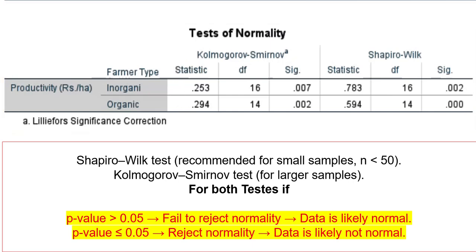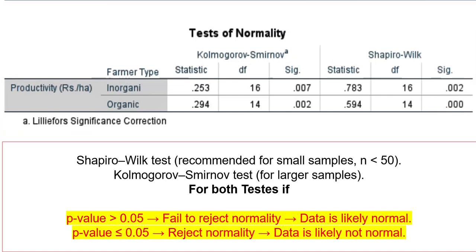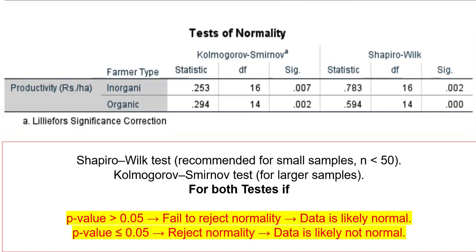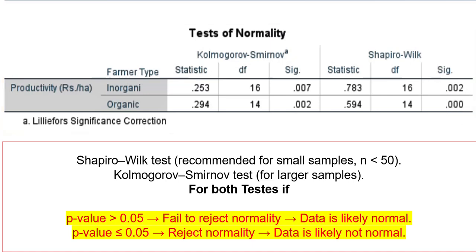results. In both cases, if the p-value, this is our p-value, is more than 0.05, it indicates normal distribution of data. On the other hand, if the p-value is equal to or less than 0.05, it indicates abnormal distribution of data. In this example, the p-value for the Shapiro-Wilk test is less than 0.05, which indicates our data is not normally distributed.